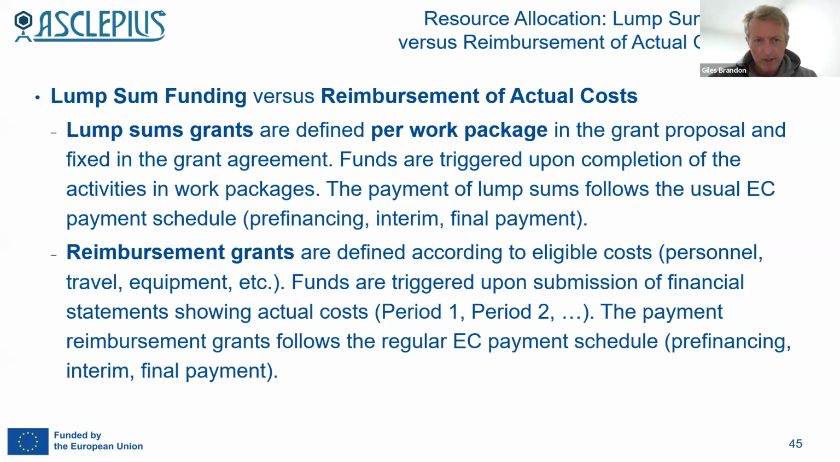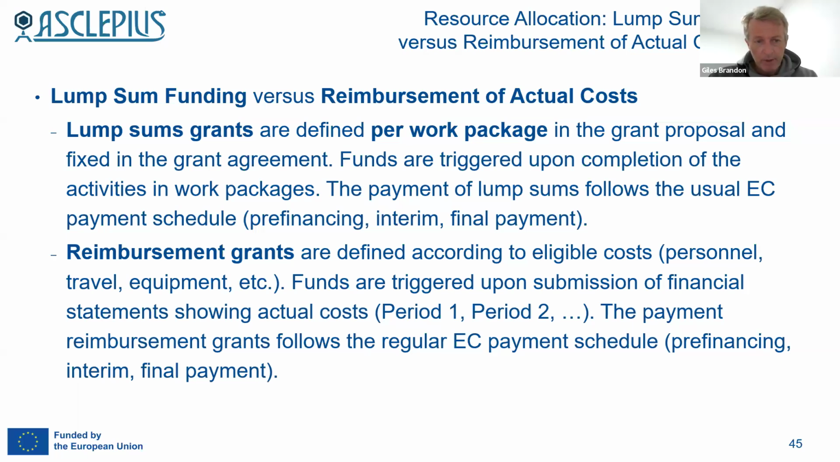Lump sum grants are defined per work package in the grant proposal, and they're fixed in the grant agreement. The funds are triggered upon completion of the activities in work packages. The payment of lump sums follows the usual European Commission payment schedule. In other words, there's pre-financing, typically, but not always, interim payment, and certainly there's a final payment.